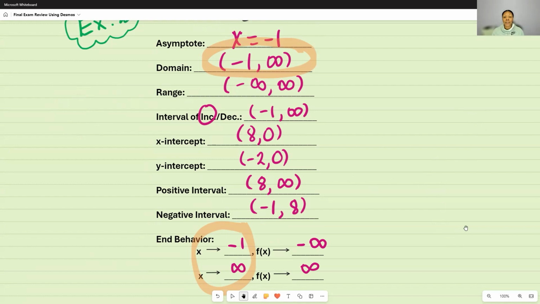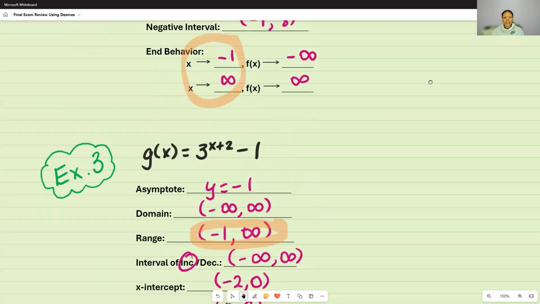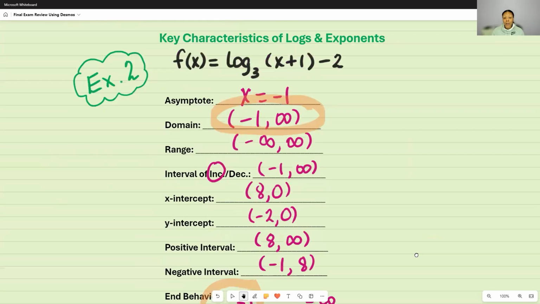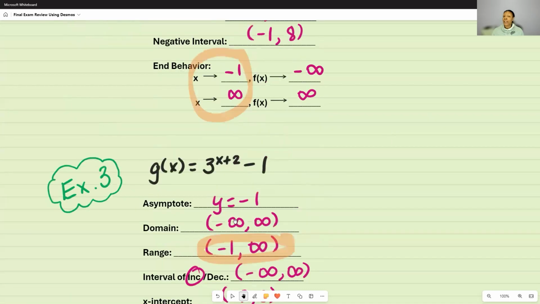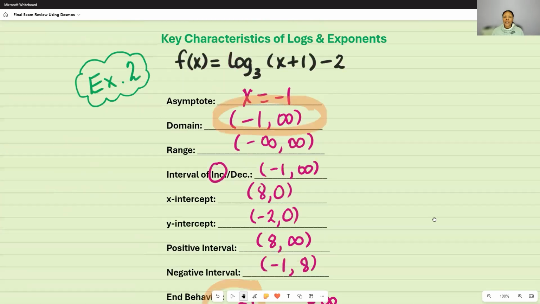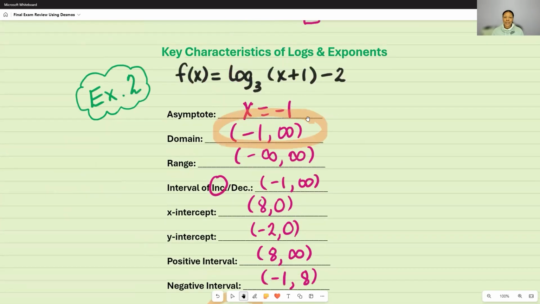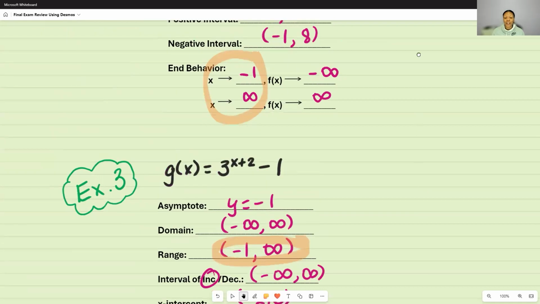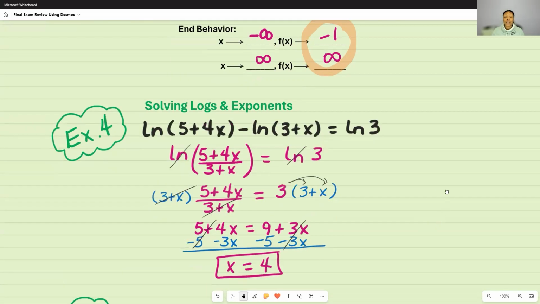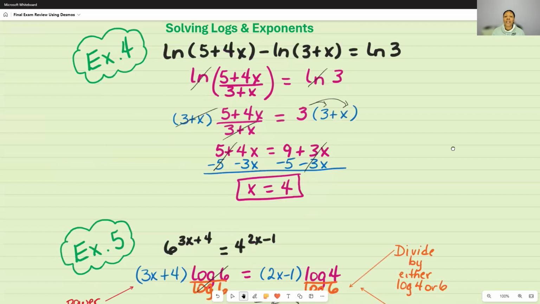So domain actually has a number and an infinity sign, whereas in the exponential one, the range has that. And then for the log, the range is always all real numbers, but for exponents, the domain is all real numbers. My asymptote for exponents is y equals that number, and if I go to the logs, x is equal to that number. You get the gist of it. So those are inverses of each other. So let's go on to the last two examples, which is solving logs and exponents.